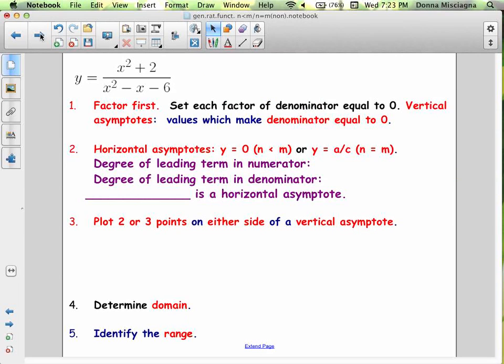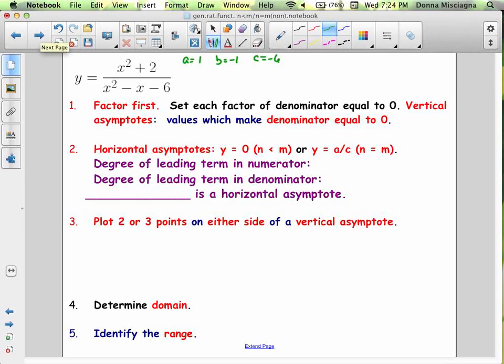All right, so we have y equals x squared plus 2 divided by x squared minus x minus 6. Now, on the factoring, there's nothing to factor in the numerator because the numerator is a sum of squares, but we could factor the denominator. Right? That's just review factoring. So a equals 1, that's the coefficient on x squared. b equals negative 1, and c equals negative 6.